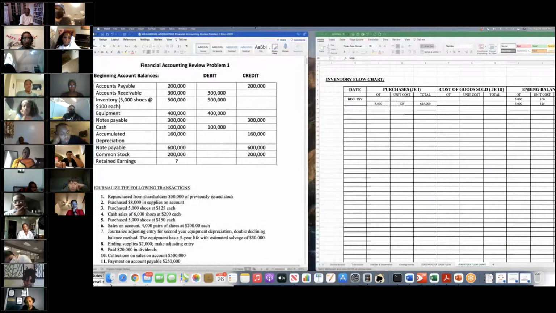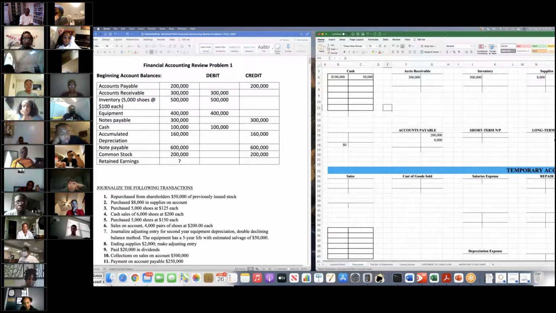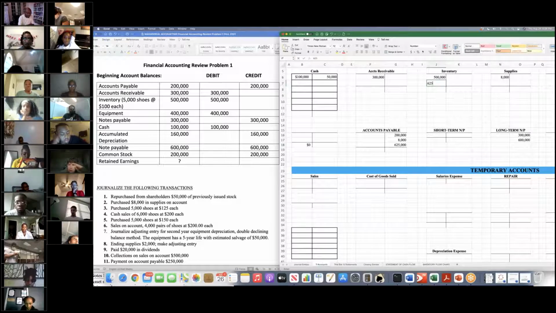Then we got to go to the T accounts. So in the T accounts, in accounts payable, we got a credit of what? 625. And we got inventory of what? 625.